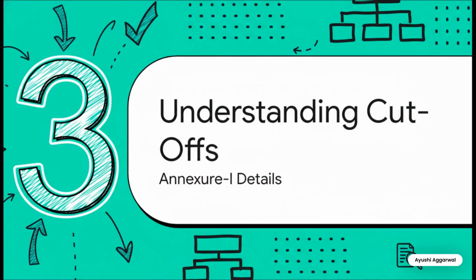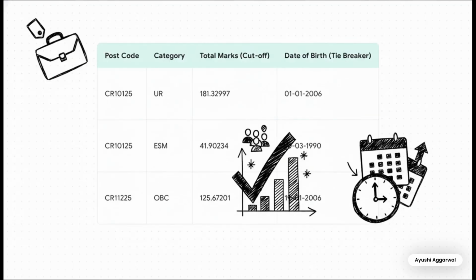Okay, let's move on to the cutoff list, which you can find in Annexure 1 of the notice. This is the list that ultimately decides whether you've been shortlisted or not. The table in Annexure A might look a bit complicated, so let's use this simplified version to understand it. First, you have the postcode you applied for, then your category. The third column, total marks, that's the cutoff. And the last column, date of birth, is used as a tiebreaker. So if two candidates have the exact same marks, the candidate who is senior in age gets ranked higher.